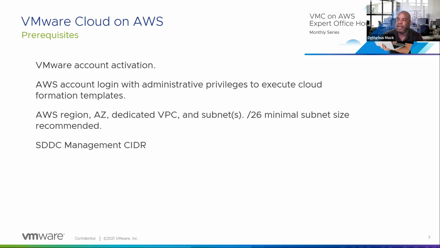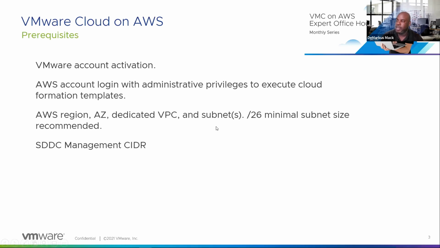Part of the planning that you have to do prior to deploying an SDDC is determining which AWS region you're going to be in, and picking out an AZ, which is an availability zone. And if you notice here, I have dedicated VPC. Guidance from VMware is that we prefer that you have a dedicated VPC for your first SDDC, but you don't have to have one. You could use an existing VPC, but you will have to have a dedicated subnet.